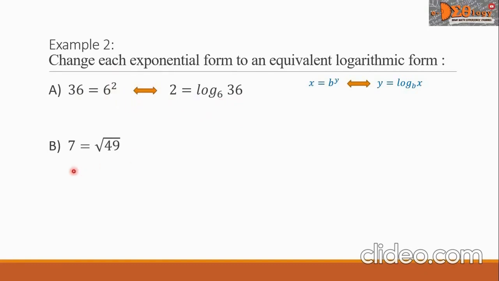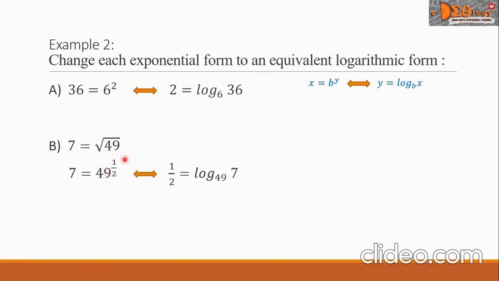Now for letter B, 7 equals the square root of 49. Let us convert the square root of 49 into rational exponent. So we have 7 equals 49 raised to 1/2. And from here, we will now write the equivalent logarithmic form. This is the equivalent logarithmic form.